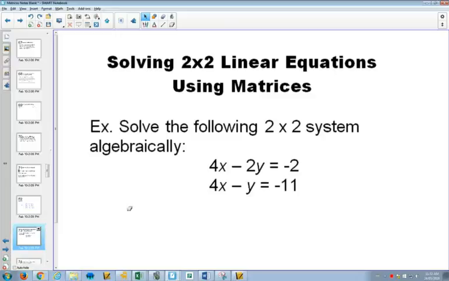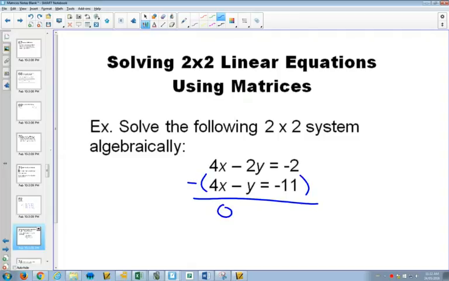If I was solving this one algebraically, since the 4x's line up, I'd probably subtract those two and use elimination. 4x minus 4x is 0. Negative 2 minus a negative y would be negative y, and negative 2 minus a negative 11 will be 9, so I'll get y is equal to negative 9. Plug that back in and solve.